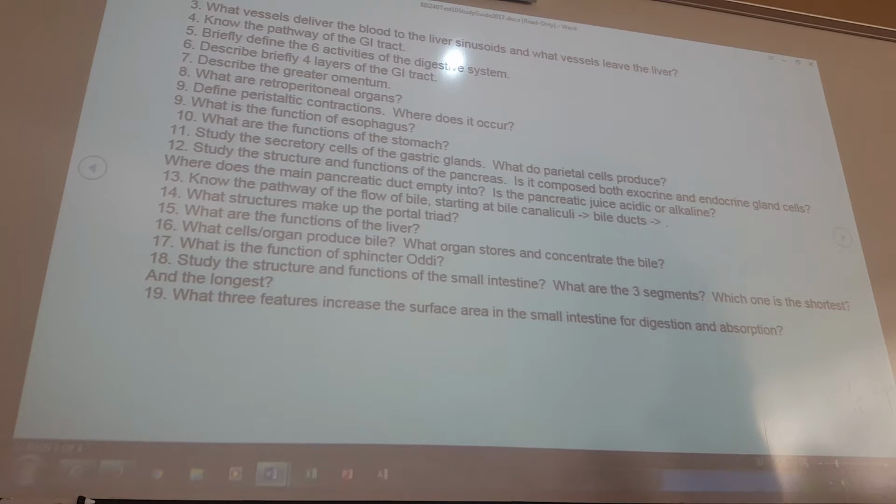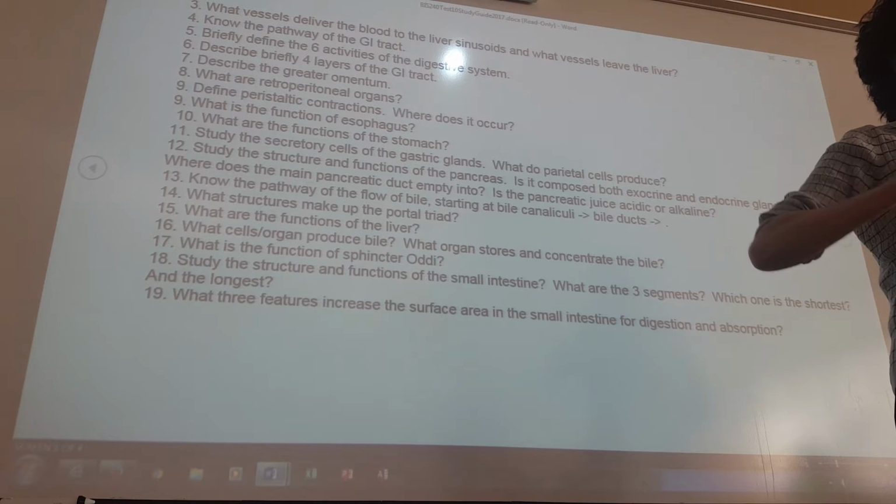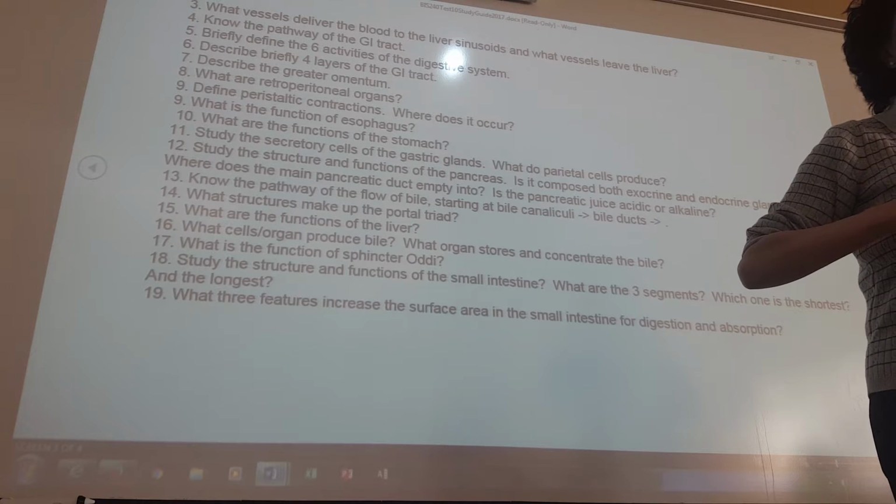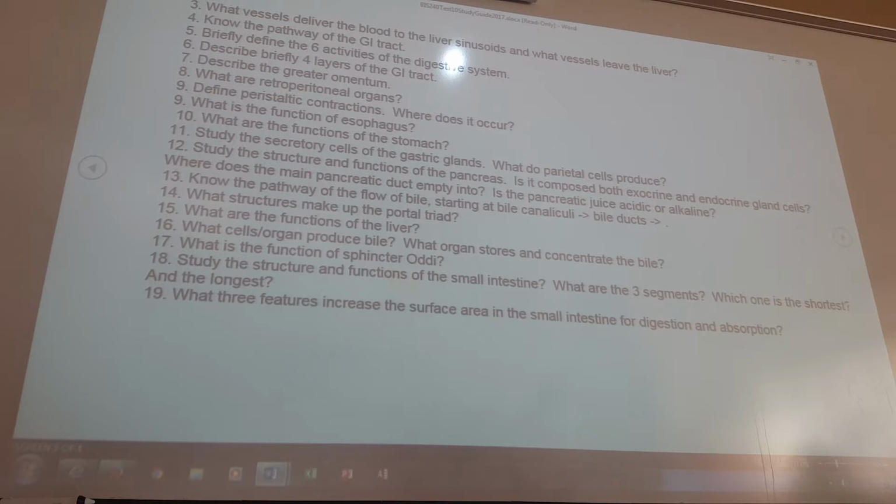Okay. Functions of the stomach, I already emphasized digestion, the churning movement. So it's basically push forward, push backward.